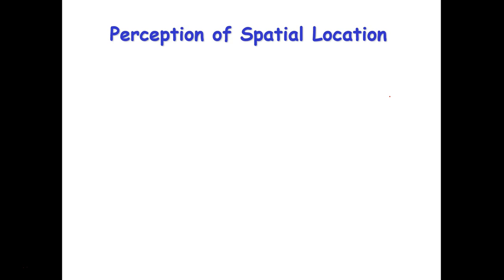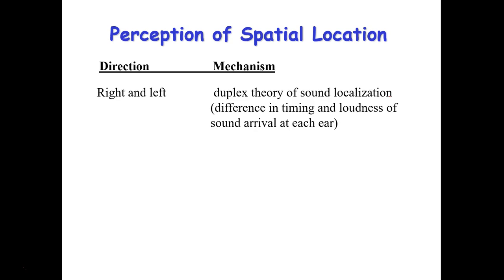So how do we perceive sound location? I just mentioned that there are areas in our brain, such as the superior olivary nucleus in the medulla, that are responsible for detecting the arrival of sound. That's one of the ways that we are able to detect the spatial location of sound. We tell the location, left or right, based on the difference in timing and loudness of the sound that arrives in each ear. This is known as the duplex theory of sound localization, and this is the way it works.